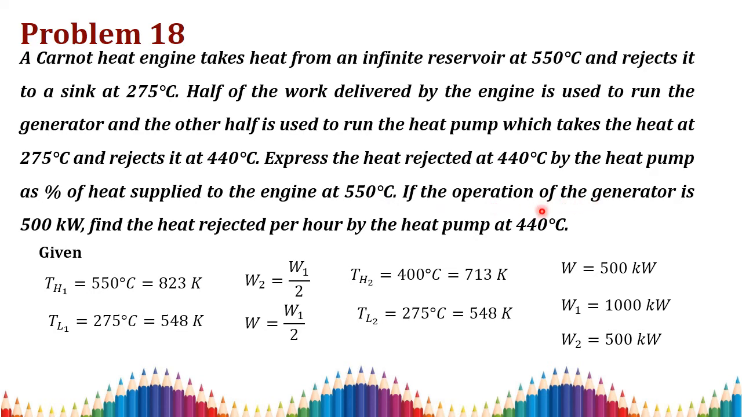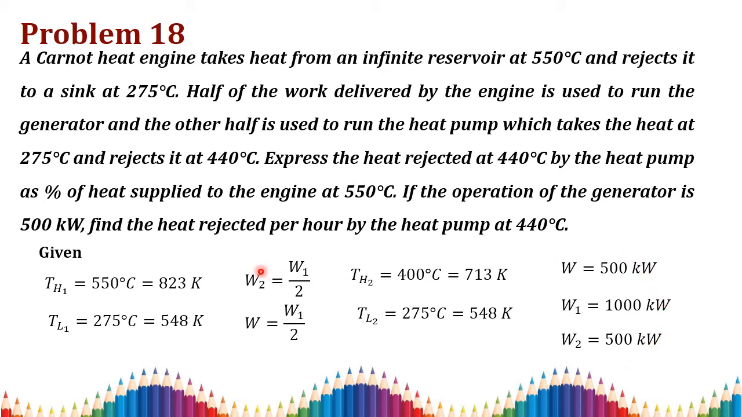If the output of the generator is 500 kilowatt. In the problem they have said that the work delivered by the engine is used to run the generator and half of the work is used to run the heat pump. The generator work is given as 500 kilowatt. If the generator work is 500 kilowatt, then what about the total work done by the engine? This is half of the work given by the engine, so the total work done by the engine is 1000 kilowatt. Then the remaining amount is given to the heat pump, so it is 500 kilowatt.